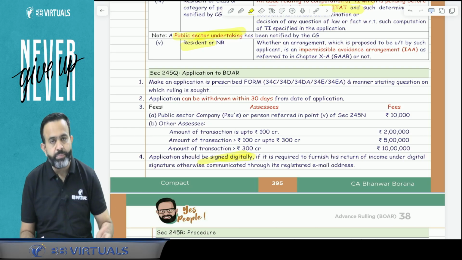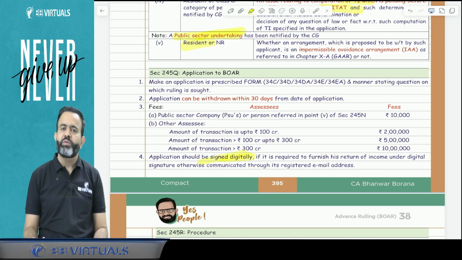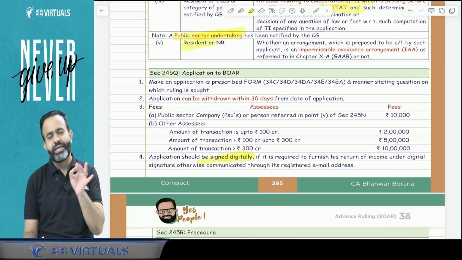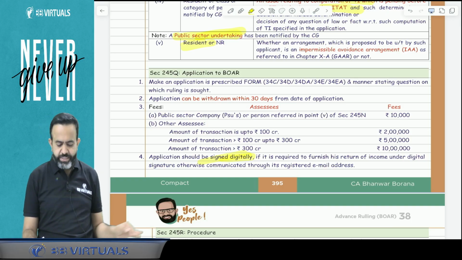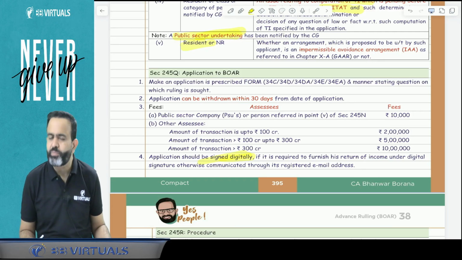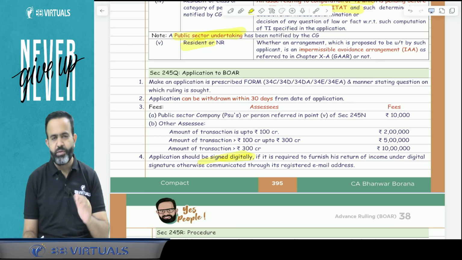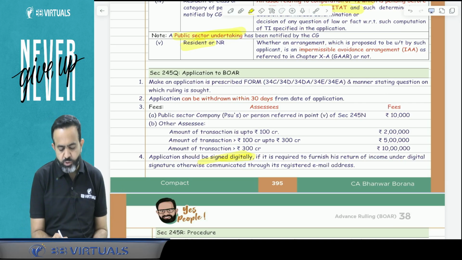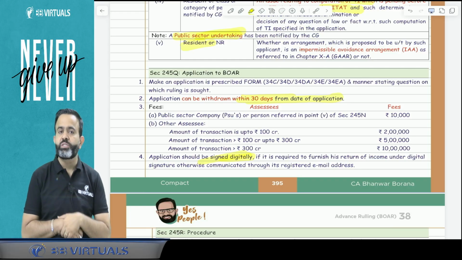Now the question is, suppose an application is made for advance ruling and within some time you want to withdraw that application, so can you withdraw the application or not? The right answer is yes. There is a time limit of 30 days. Within the period of 30 days, you may withdraw the application. If you don't want advance ruling, then from the date of application, within 30 days, you may withdraw the application.